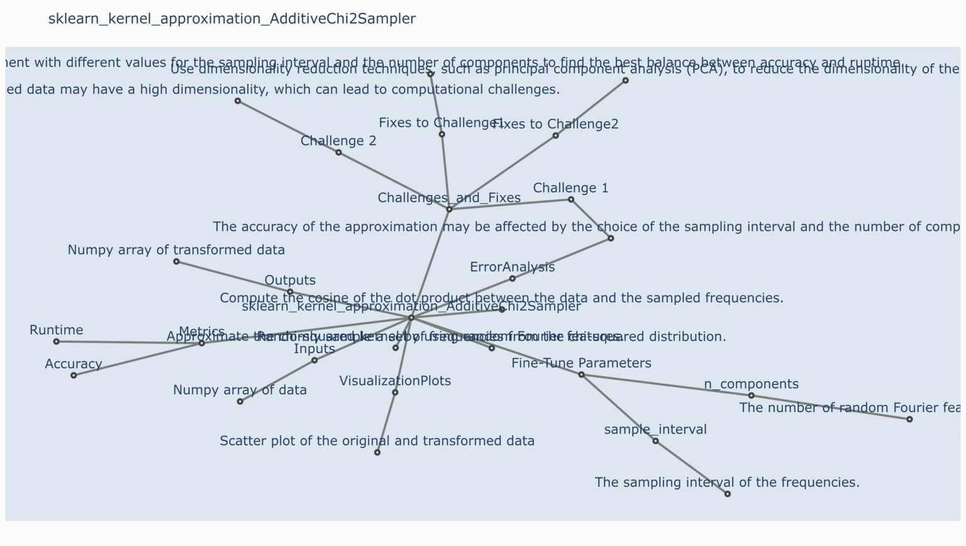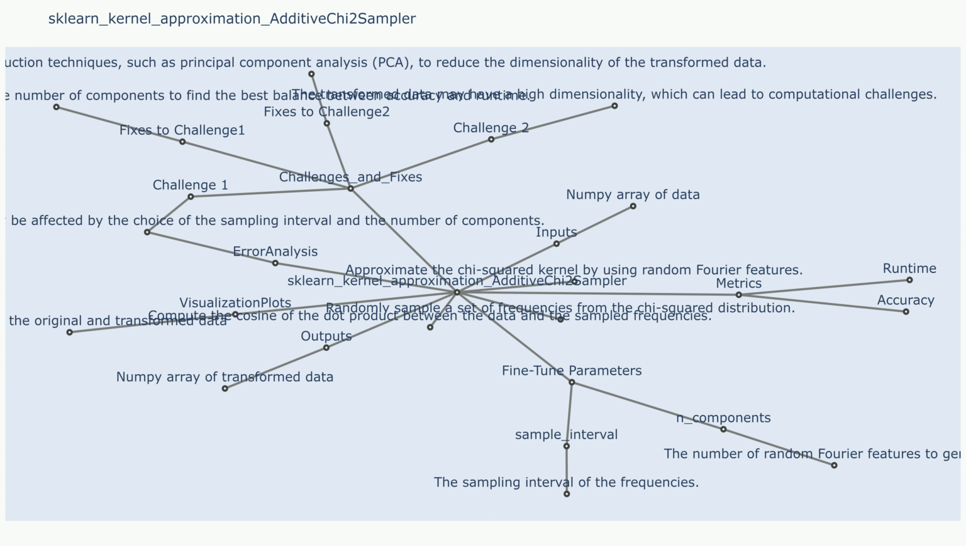sklearn kernel approximation AdditiveChi2Sampler. Description: the AdditiveChi2Sampler class implements a kernel approximation method for efficiently approximating the chi-squared kernel in high-dimensional spaces. The chi-squared kernel is a popular choice for measuring similarities between histograms or other non-negative data.